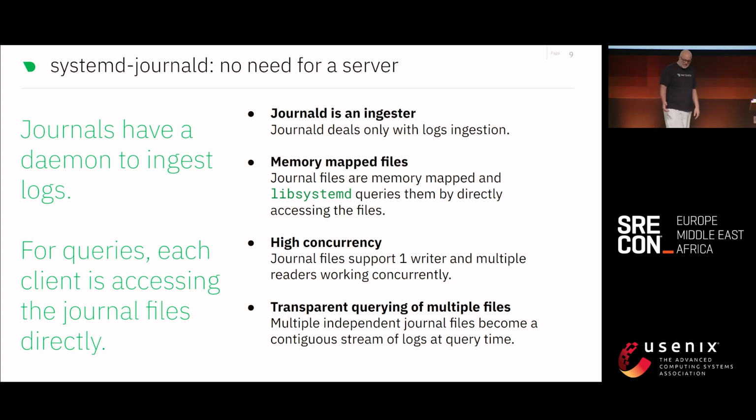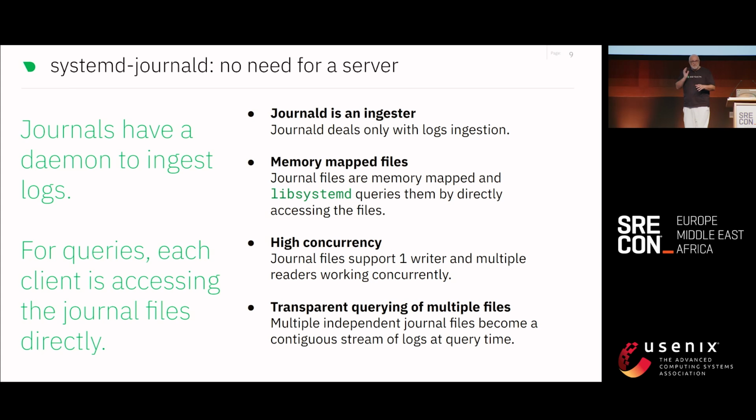Now, journald, as I said, is an ingester. It doesn't do anything else, just receives logs and puts them on disk. The files are memory mapped files. This is why they are so fast, and this also means that the available memory on the system, the buffers, the cache of the system, is used to speed up queries on these memory mapped files. This is why there is no need for a server. The free memory of the system is used as cache for these files. It has high concurrency, so on each journal file there can be one writer and multiple readers at the same time.